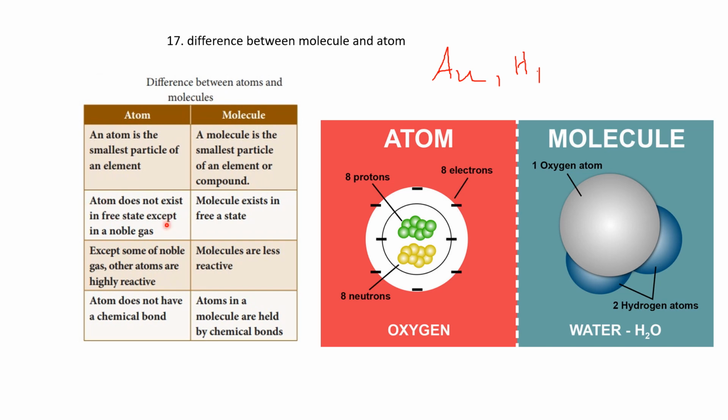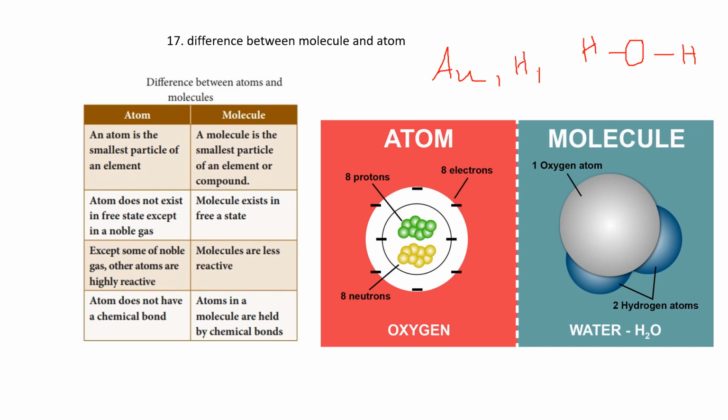Atom does not exist in free state except in a noble gas. Atom never exists free. Immediately it wants to join or combine, because in the outer region there will be electrons, and they always want to join with some other. So these outermost electrons are very active, they want to join. For example, if it is oxygen, the outer electrons will be very active to join with hydrogen. Now it forms H2O.